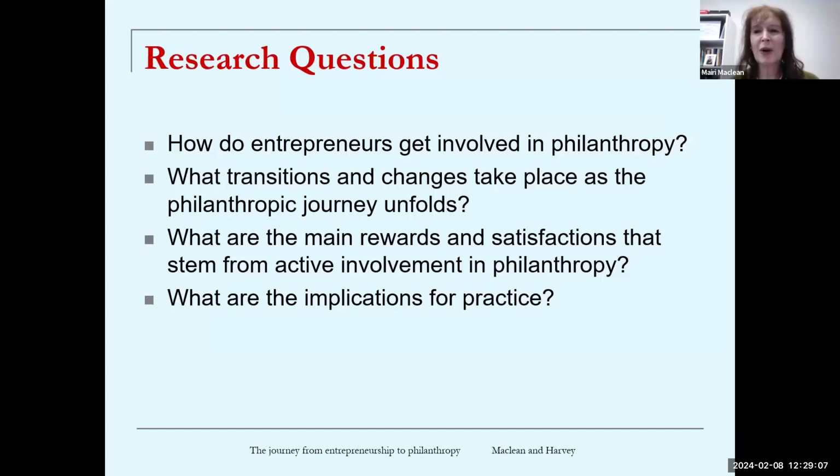So our research questions are fourfold in this talk. How do entrepreneurs get involved in philanthropy? What transitions and changes take place as the philanthropic journey unfolds? What are the main rewards and satisfactions that stem from active involvement in philanthropy? And you've just had an introduction to these. And what are the implications for practice?